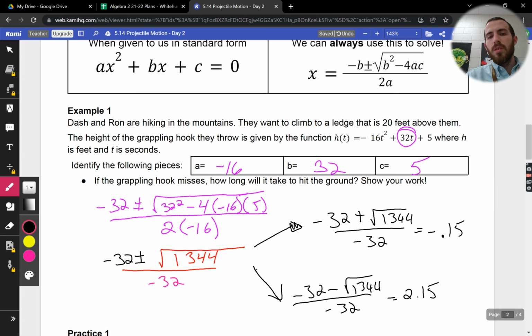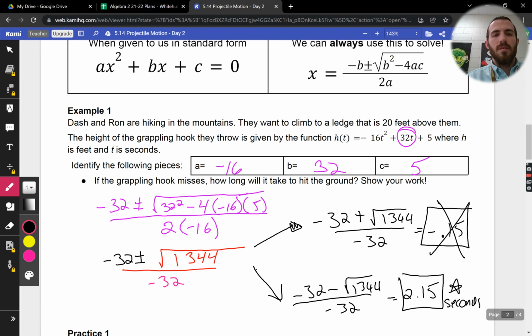Now with these 2 solutions, remember, this is the time it takes to hit the ground. So we have negative 0.15 seconds to hit the ground, or 2.15 seconds to hit the ground. Negative time doesn't make sense, so that's not our solution. This is. So it's going to take Dash and Ron 2.15 seconds for their grappling hook to hit the ground.